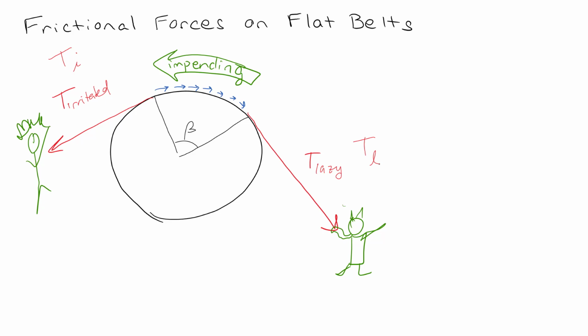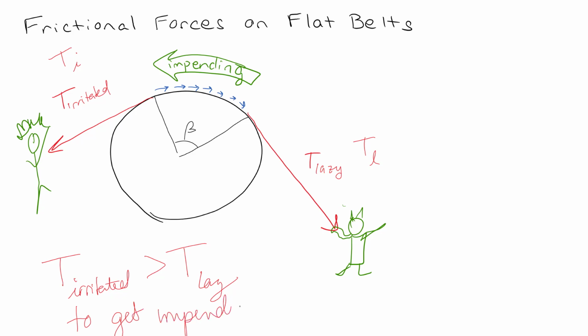Okay, so that's what we're going to look at in general, and see how those are related. The only way this can work is that T irritated has to be much greater than T lazy in order to overcome all the friction. And the question is, how much does it need to be to get impending motion? How much stronger do I need to be than Kitty in order to make this happen?